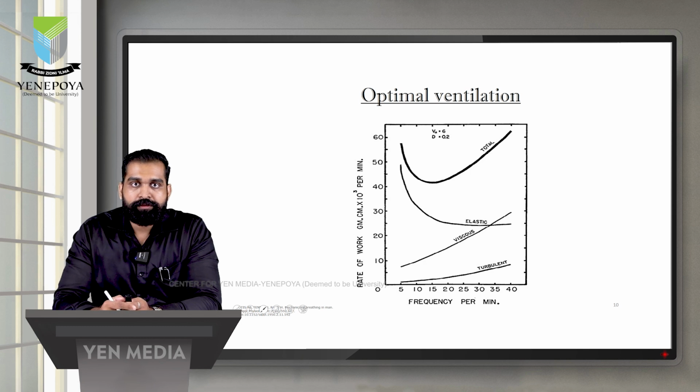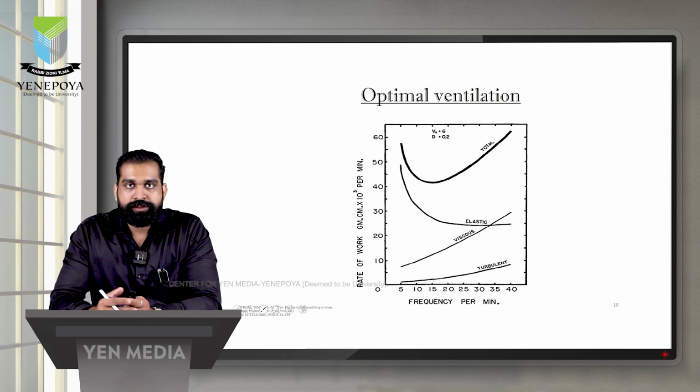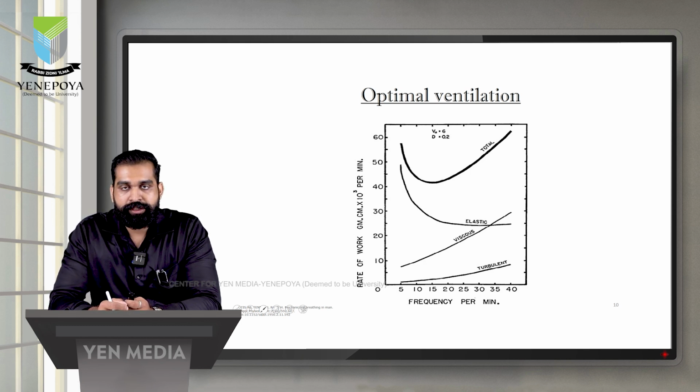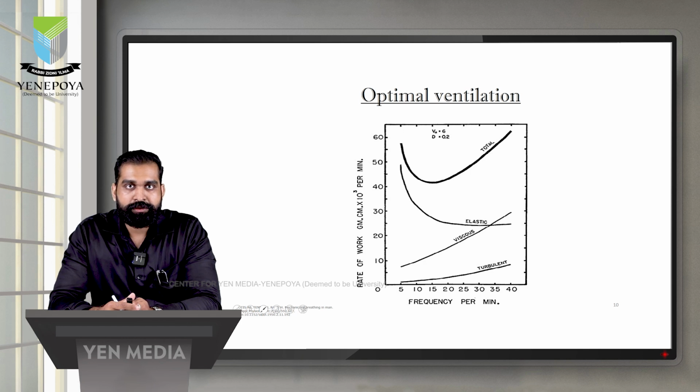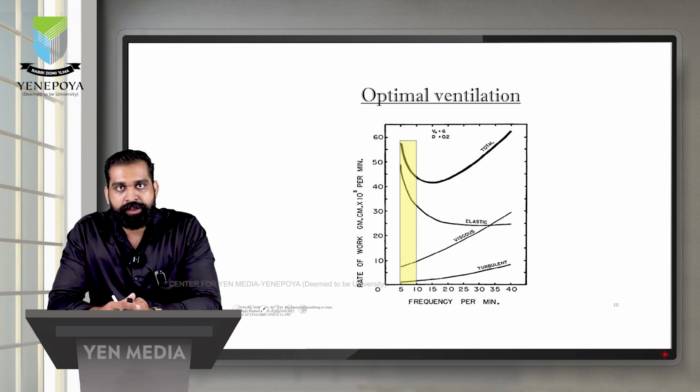Now, imagine there is a respiratory rate which gives you the least amount of work of breathing. If you think intuitively, if you try to breathe slowly, is that going to make the work of breathing low? That's what Dr. Otis had looked at. Dr. Otis said that if the respiratory frequency is low, the work of breathing is going to be high, and that's because of the elastic workload.